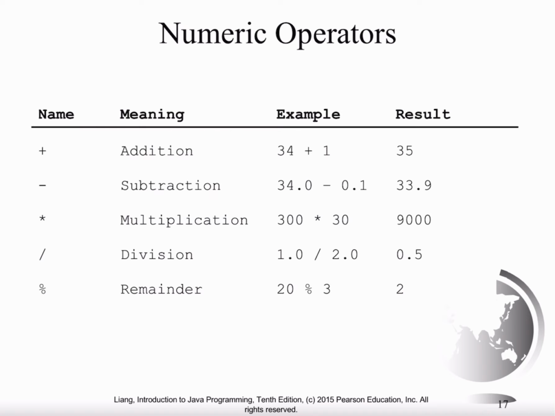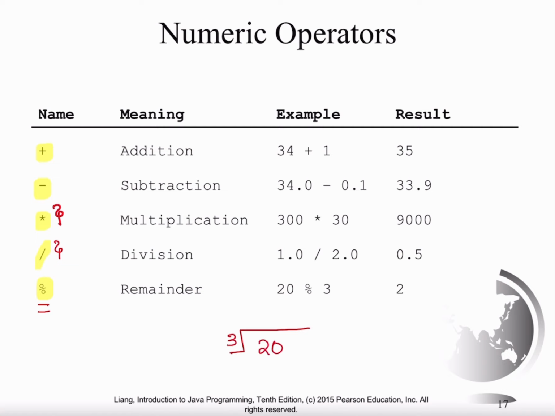Now let's talk about numeric operators. You have addition, subtraction, multiplication, division, and remainders. Make sure to always write your multiplication sign as this and your division sign like that. And how to calculate your remainder. When you come to calculate your remainder, for example, let's say 20 divided by 3.